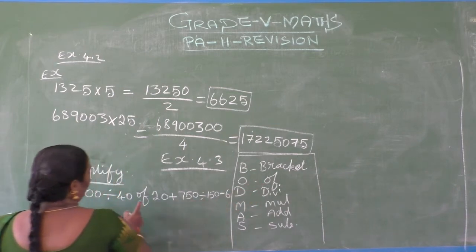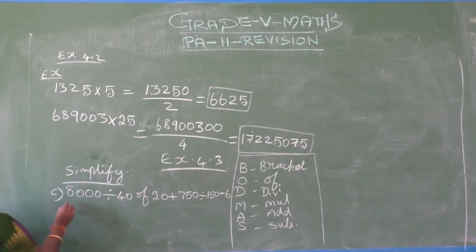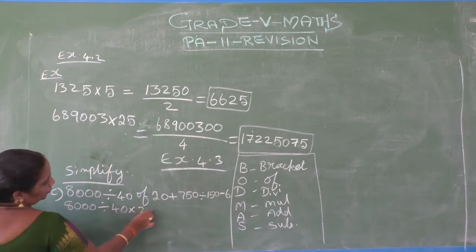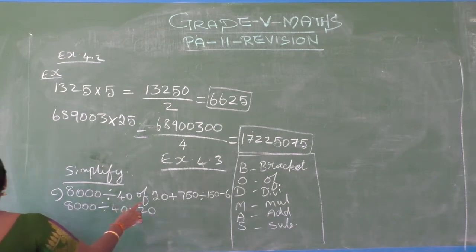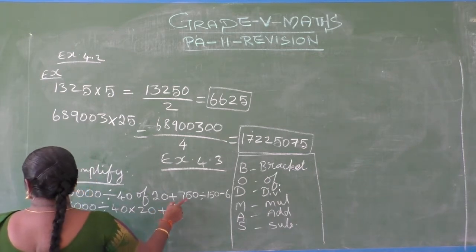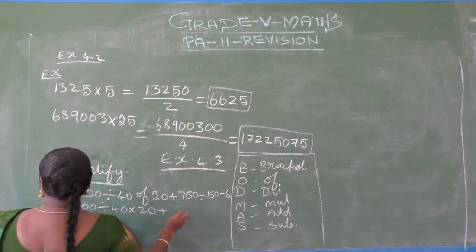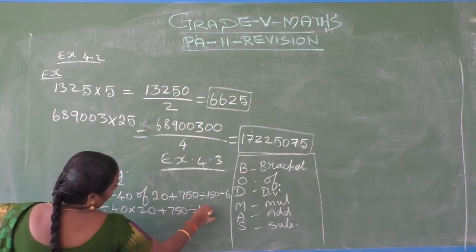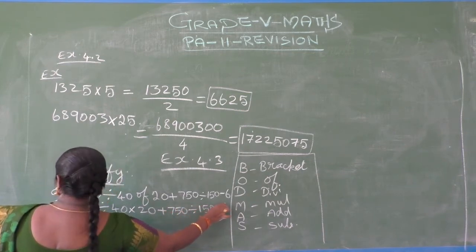Then 'of' means it's a multiplication. So again I will write the next step. First I will clear that 'of': 40 into 20, since 'of' means multiplication. Then plus 750 divided by 150 minus 6.